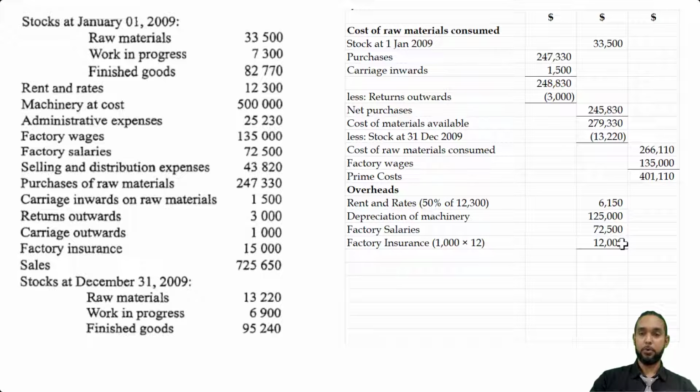Now, those are the only 4 overheads. We're going to add them up, get total overheads, and add that to the 401,110 for prime cost to get total production costs incurred.